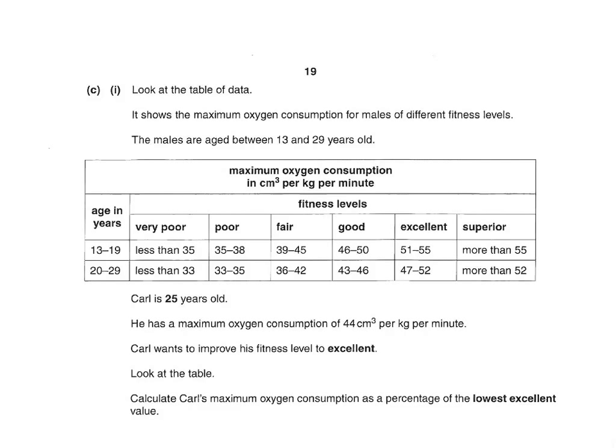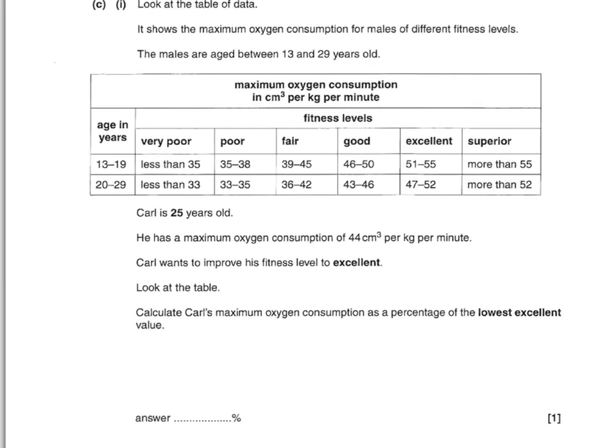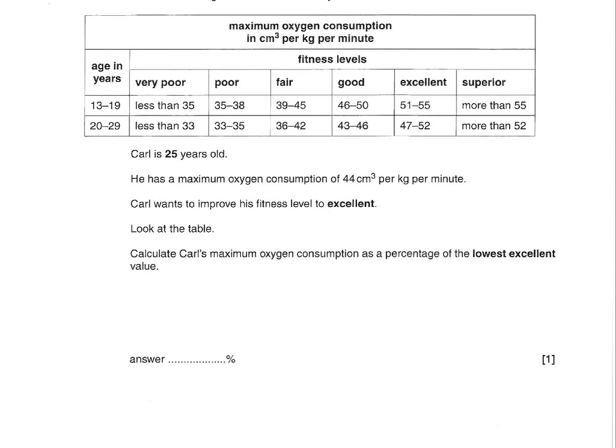Next question. Look at the table data. It shows the maximum oxygen consumption for males at different fitness levels. The males are aged between 13 and 29 years old. So it says Carl is 25 years old. He has a maximum oxygen consumption of 44 centimetres cubed per kilogram per minute. Carl wants to improve his fitness level to excellent. Look at the table, calculate Carl's maximum oxygen consumption as a percentage of the lowest excellent value.